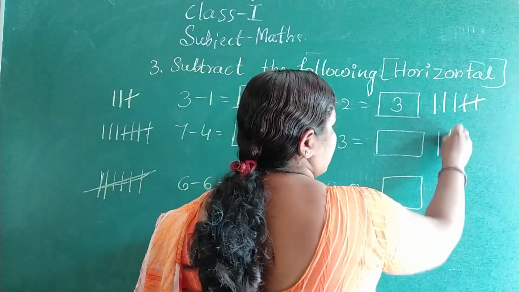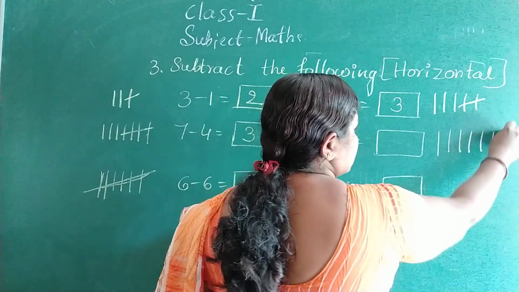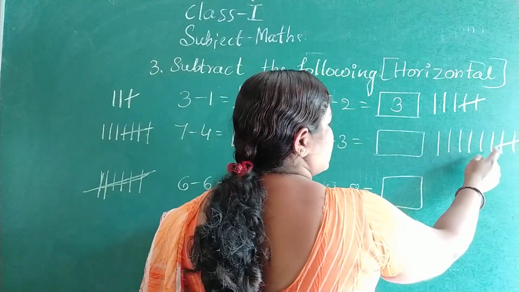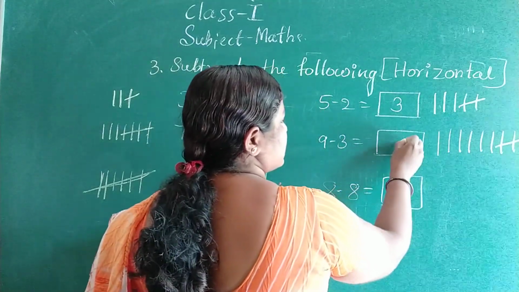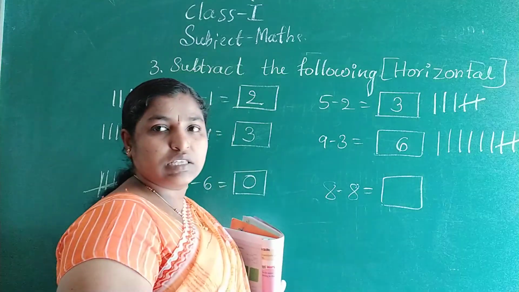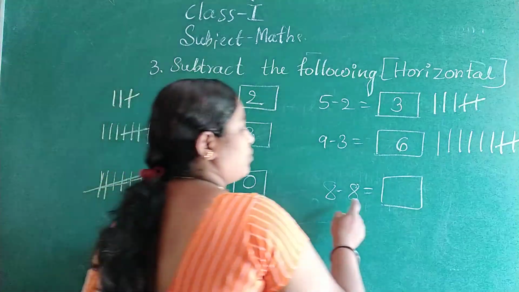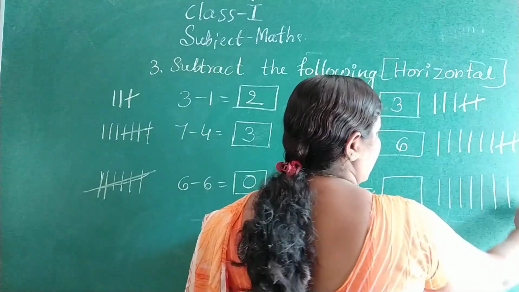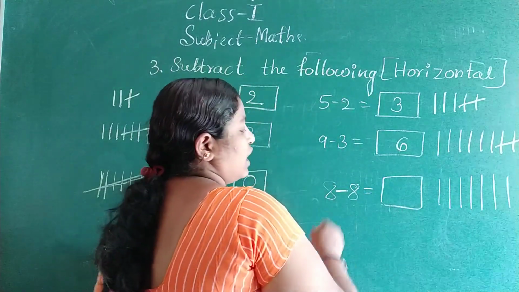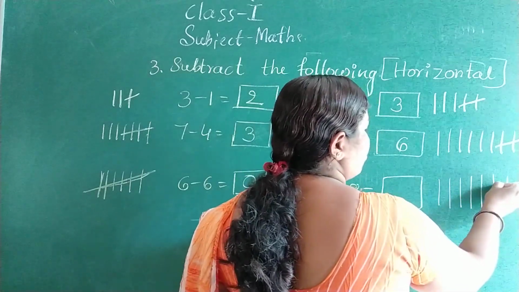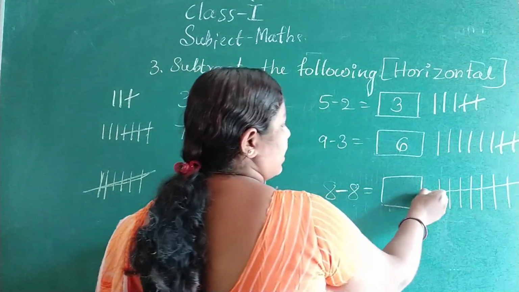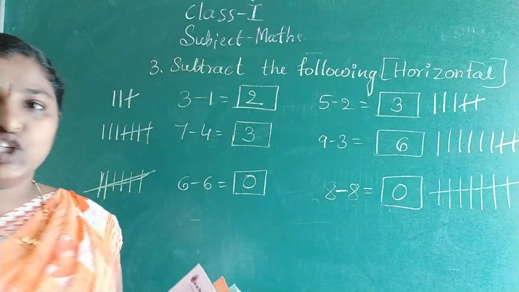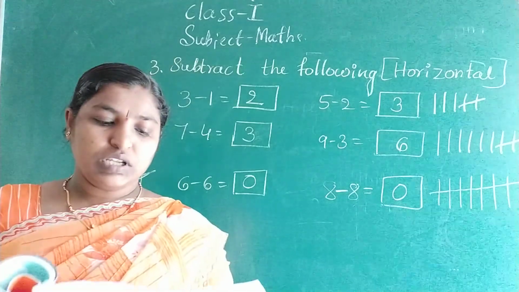9 minus 3. 1, 2, 3, 4, 5, 6, 7, 8, 9. Minus 3. So the answer is 1, 2, 3, 4, 5, 6. So the answer is 6. 8 minus 8. 1, 2, 3, 4, 5, 6, 7, 8. You should cross all 8 lines. So not even one line is remaining. The answer is 0. I hope you understood this.